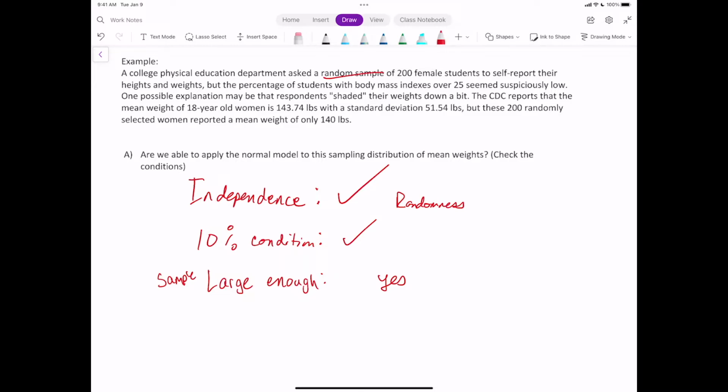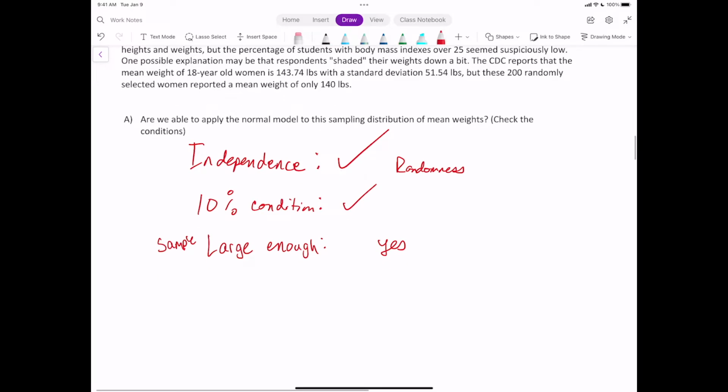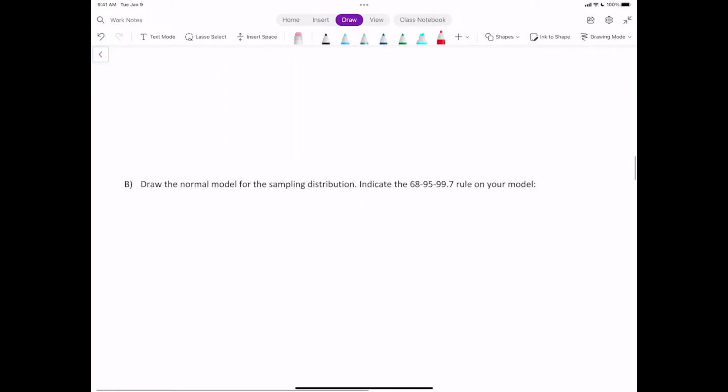So the central limit theorem really says if you don't have a normal distribution or if it's skewed, then that's when you really need a lot of samples. But because weights are already kind of normally distributed, 200 is certainly more than enough. Okay? All right, so all the conditions are met and we are able to apply the normal model here. Let's go down to part B.